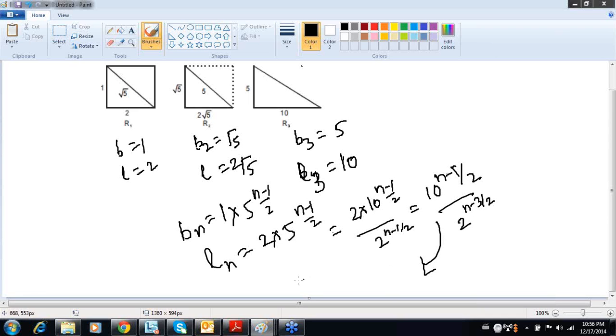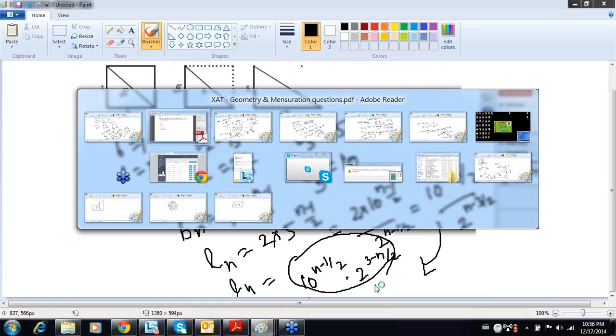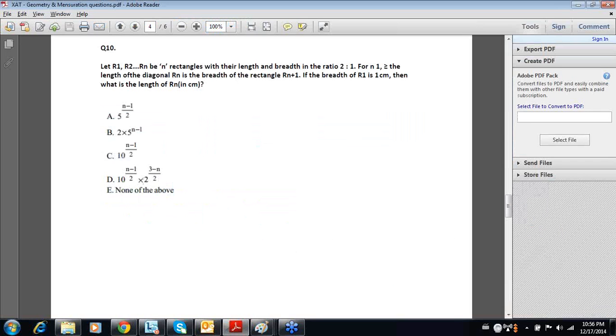Just put 2 above. So it will be 10 to the power (n minus 1) by 2 into 2 to the power (3 minus n) by 2. So ln will be equal to this value. Okay. So we have an option 10 to the power (n minus 1) by 2 into 2 to the power (3 minus n) by 2, option number D. We'll go ahead and mark option number D.